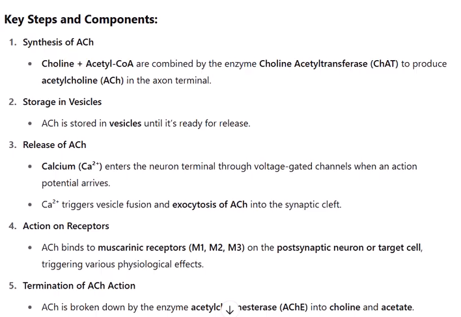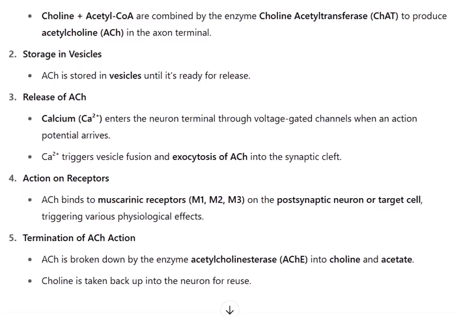3. Release of ACh. Calcium (Ca2+) enters the neuron terminal through voltage-gated channels when an action potential arrives. Ca2+ triggers vesicle fusion and exocytosis into the synaptic cleft. 4. Action on receptors. ACh binds to muscarinic receptors, M1, M2, M3, on the postsynaptic neuron or target cell, triggering various physiological effects.